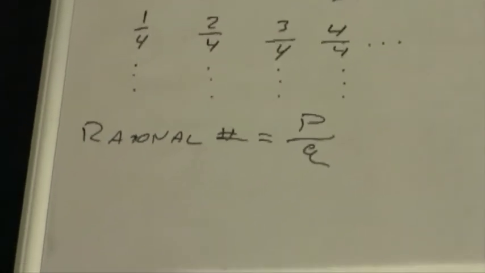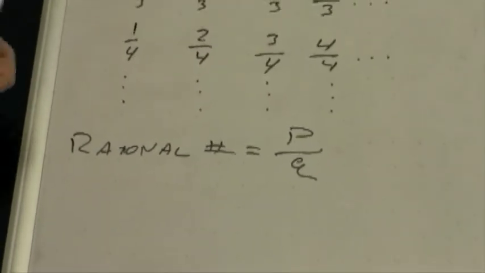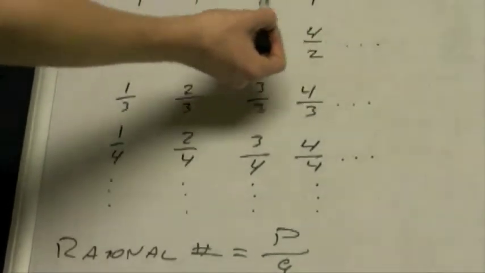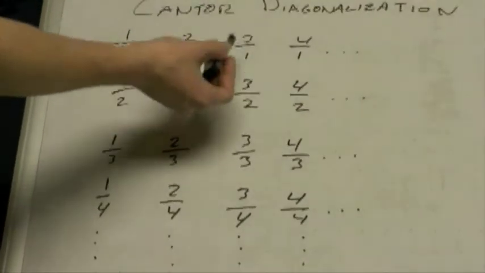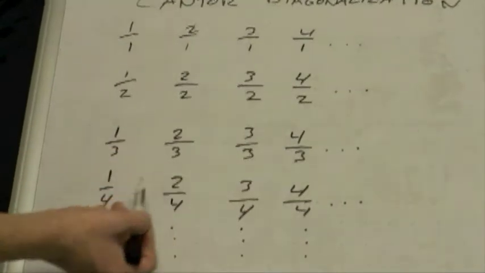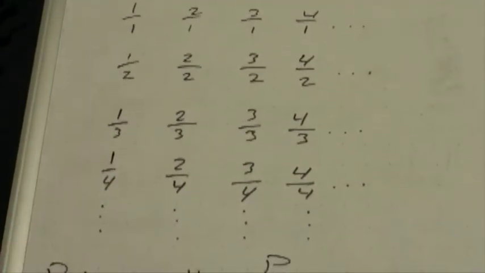So we'll first begin by listing all of our numbers with a denominator of 1. So 1 over 1, 2 over 1, 3 over 1, and so on. Next with 2, and then 3, 4, and do this forever.